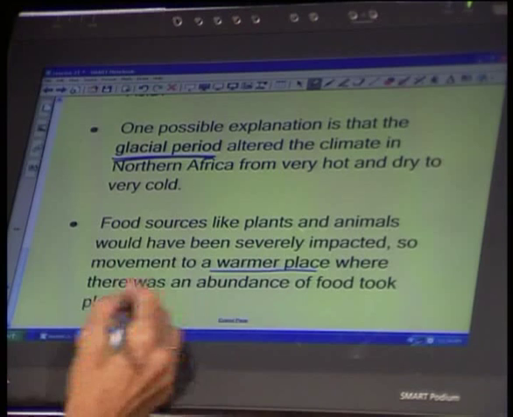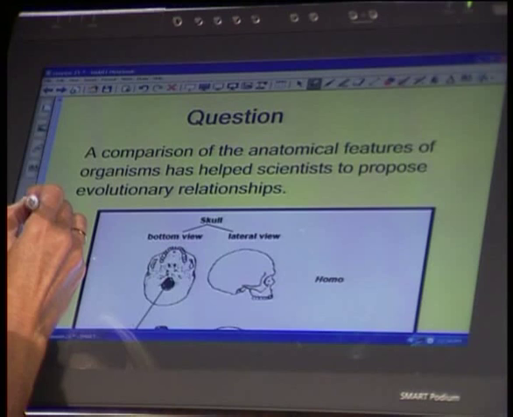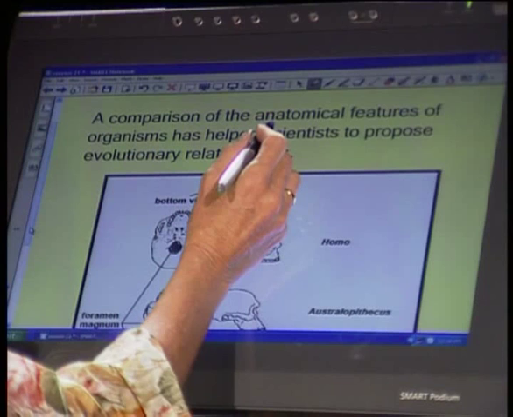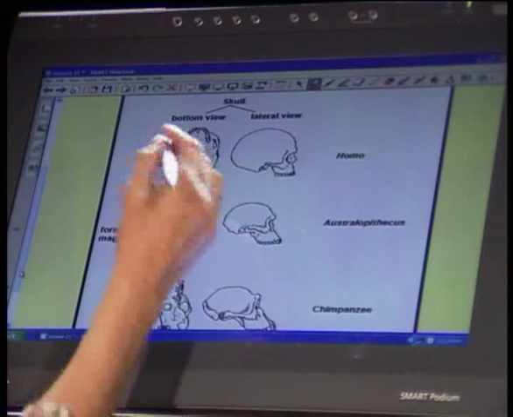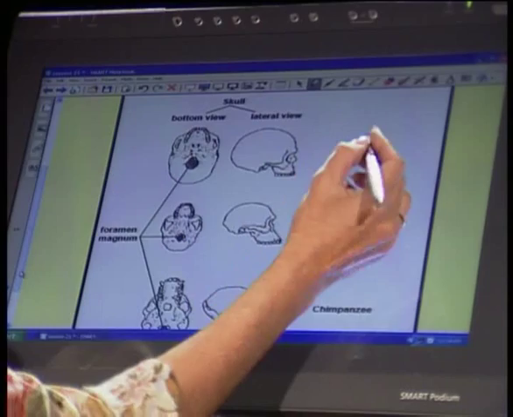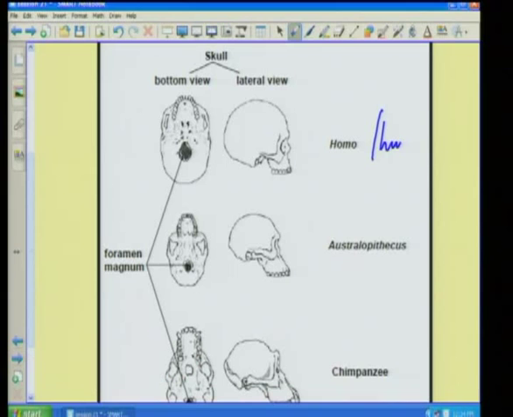Now, this is our last question, and let's move through it quickly. A comparison of the anatomical features of organisms has helped scientists to propose evolutionary relationships. Now, remember I said to you, they can give you a skeleton of some sort and then ask you to compare them. Here they've given us Homo, which would be humans. Okay, you've got your Australopithecus and you've got your chimpanzee. Now, that's the bottom view and that's the side view of the skull.